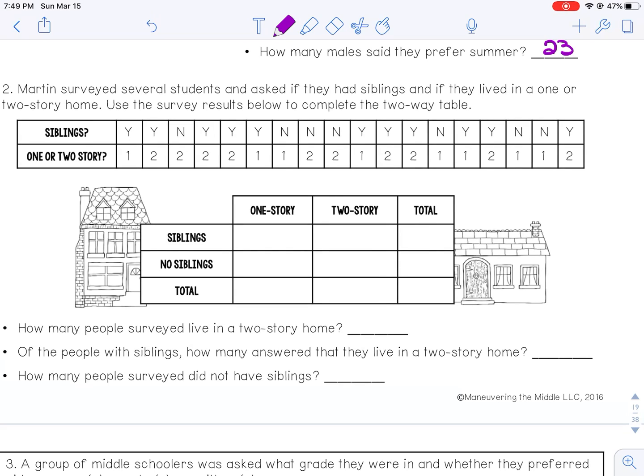So the first thing I want to do is figure out what is going to go into this block right there. So that means that it would have to be people that had siblings that lived in one-story homes. So we're looking at this part right here for yeses and a one story on the bottom to fit into that bubble. So I'm looking for a yes one. So I have yes one here, 2, 3, 4. I don't see any more, so there should be 4 people that have siblings and live in a one-story house.